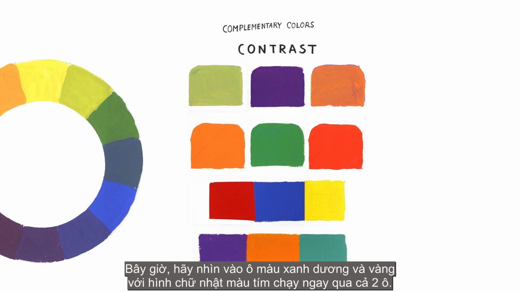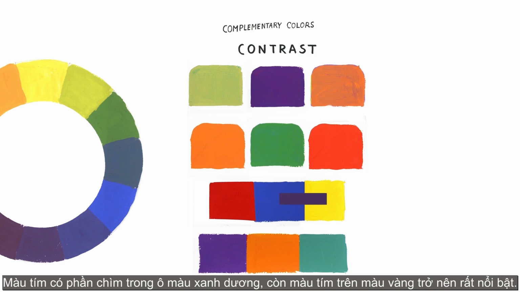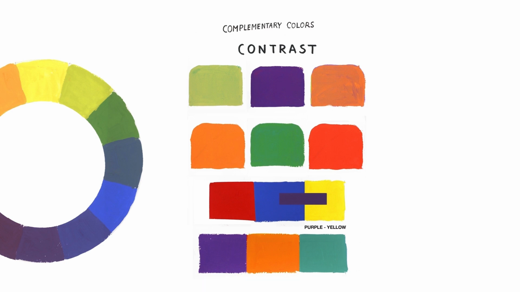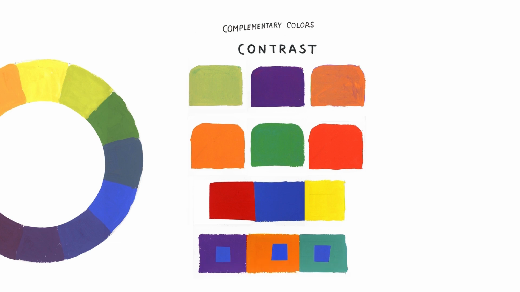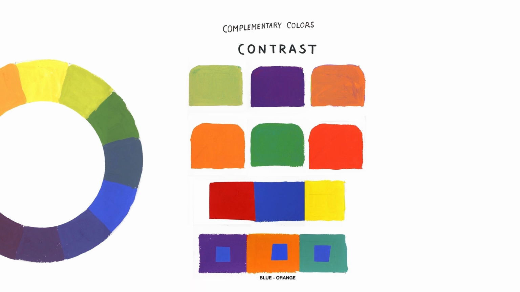Now take a look at the blue and yellow box with a rectangle of purple on top. Which purple stands out? The purple on the blue blends in and the purple on the yellow really stands out. Yellow and purple have high contrast due to being complementary colors. The last row we have purple, orange, and green with blue on top. Which blue looks the most vibrant? It is the orange and blue because they're complementary colors.